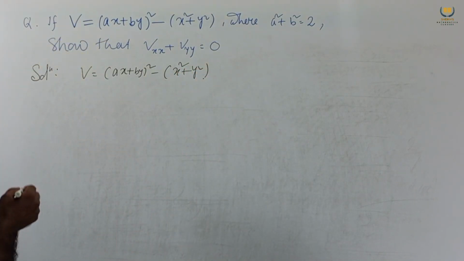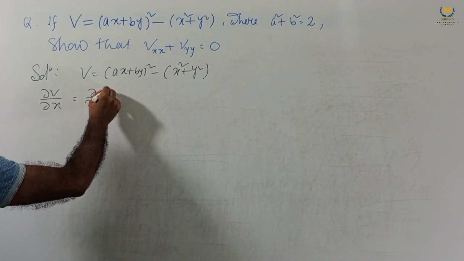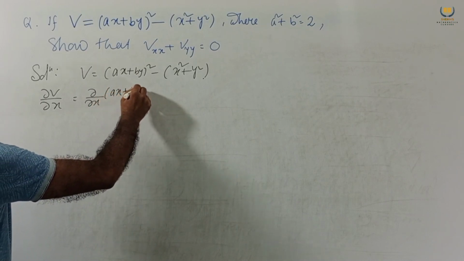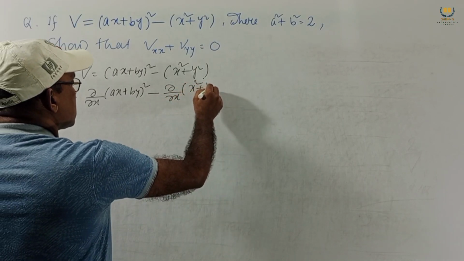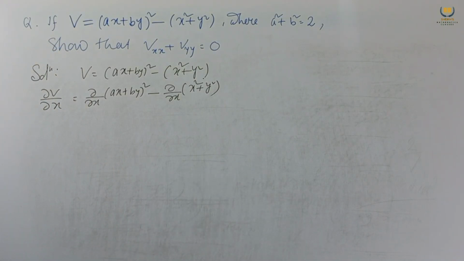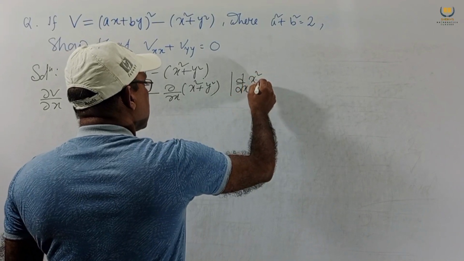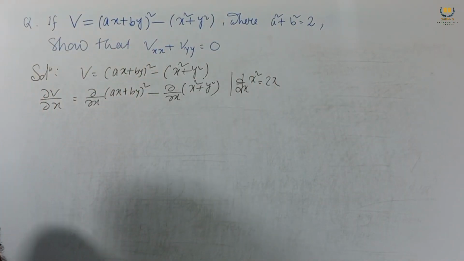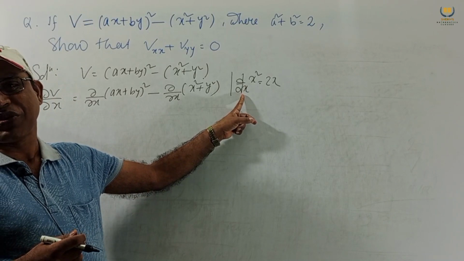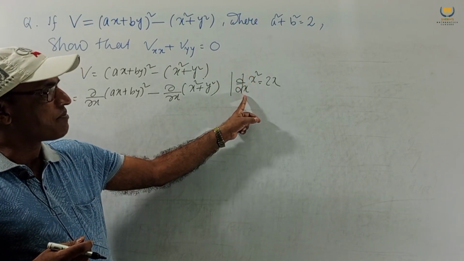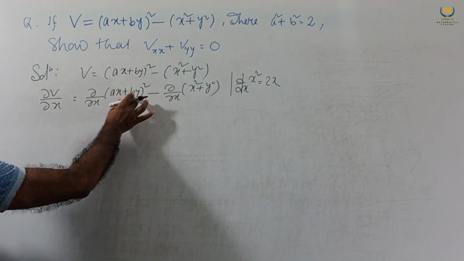We get this. Now first we find del v by del x: del by del x of (ax plus by) whole square, minus del by del x of (x square plus y square). You know this formula: d by dx of x square is twice x. When do you get twice x? If both the x are the same. But here in (ax plus by) whole square, this is not x. These two are different, so this must be handled differently.